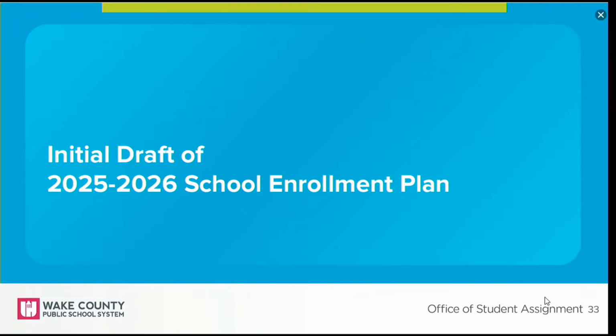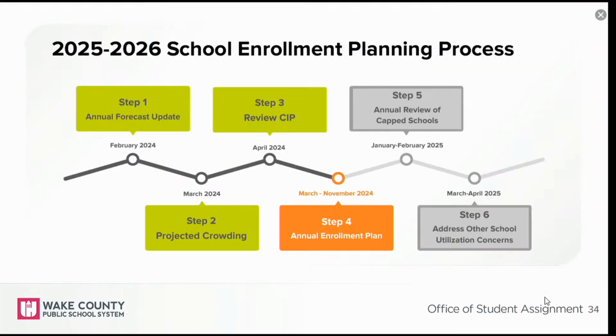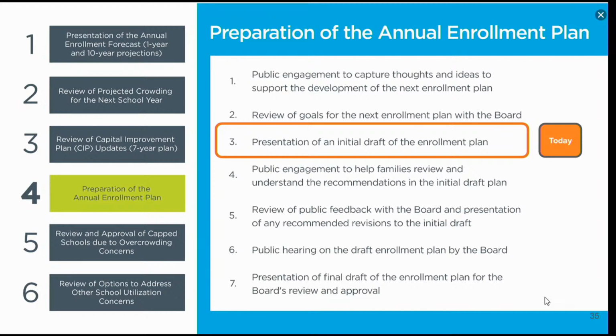All right, so why we're here. The specific recommendations, included in this year's initial draft of the 25-26 school enrollment plan, we hope will show you that we've taken into consideration all of that information we've been collecting up to this point and all of the data that we've been analyzing. And so what you'll see here through November is a constant discussion about what the recommendations should be for the 25-26 school year. And again, this is where we are. So steps 4, 5, 6, and 7 will be what carry us forward after today.